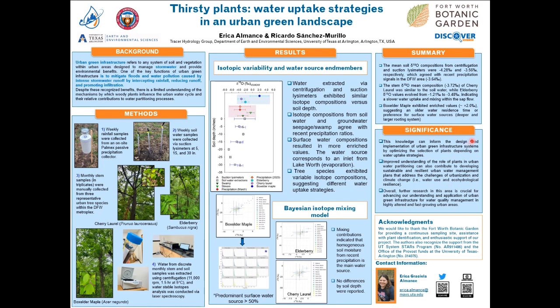The significance of this project is quite interesting. This information can assist in urban planning, because if a team is trying to design an urban green landscape, studies like this one can help them select trees depending on their water uptake strategies. For example, trees like cherry laurel that uptake recent precipitation might be better options for flood mitigation.